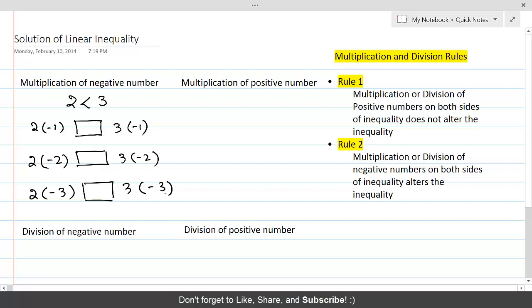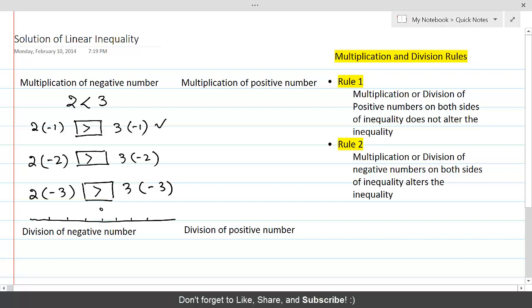According to rule number 2, whenever we multiply a negative number on both sides, the inequality must change its sign. Therefore, 2 is less than 3 will become minus 2 is greater than minus 3. So this will become greater than, and all these signs will become greater than because we are multiplying a negative number. And you can see on the number line, if we draw a number line here, this is 0, this is 1, this is 2, this is 3, this is minus 1, this is minus 2, this is minus 3.